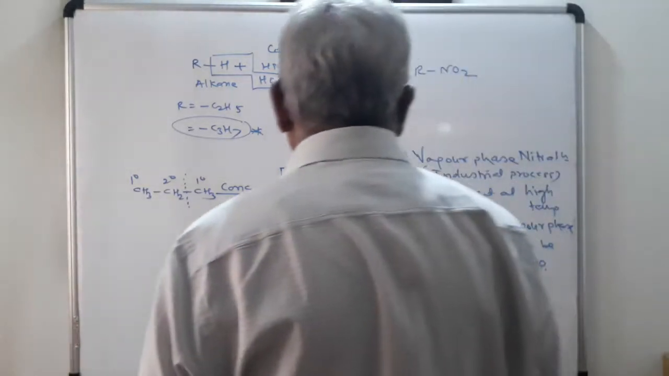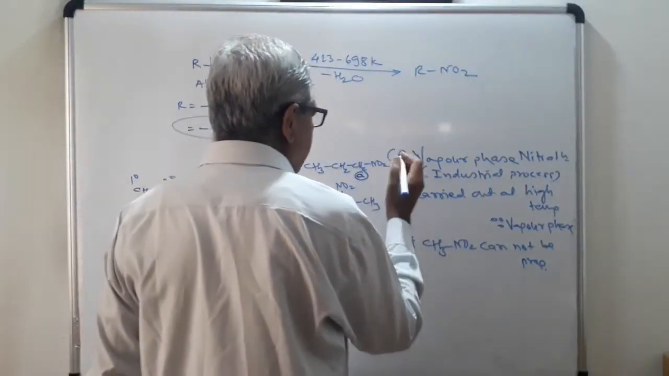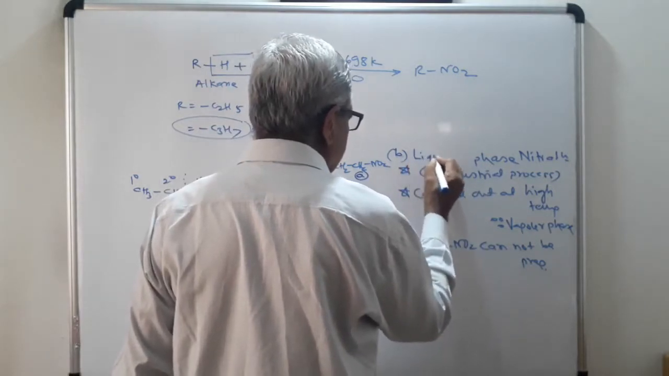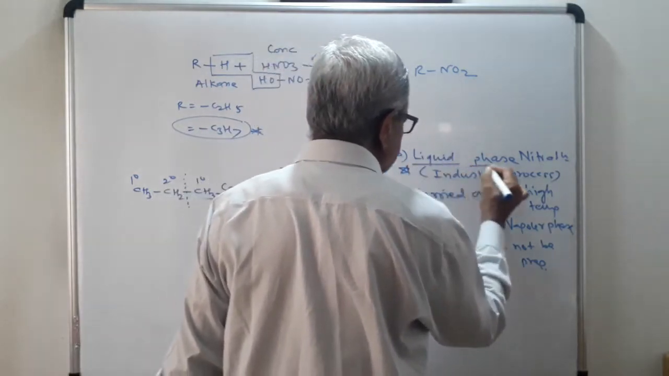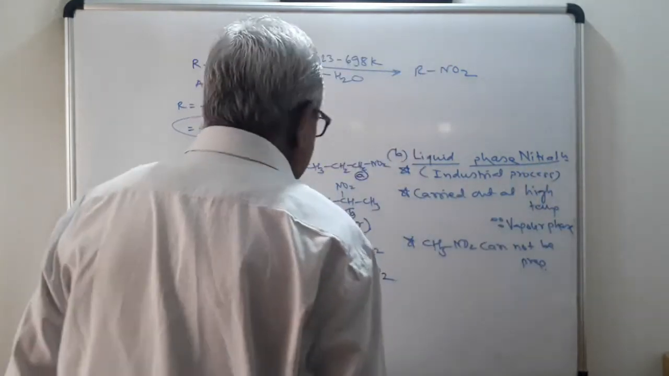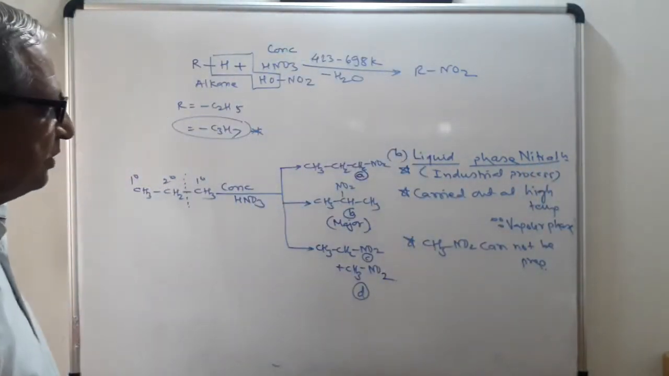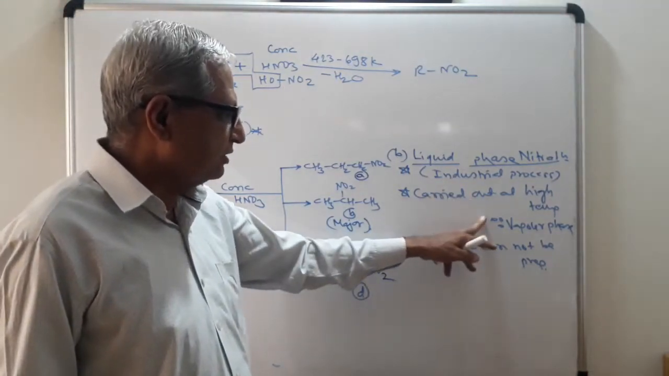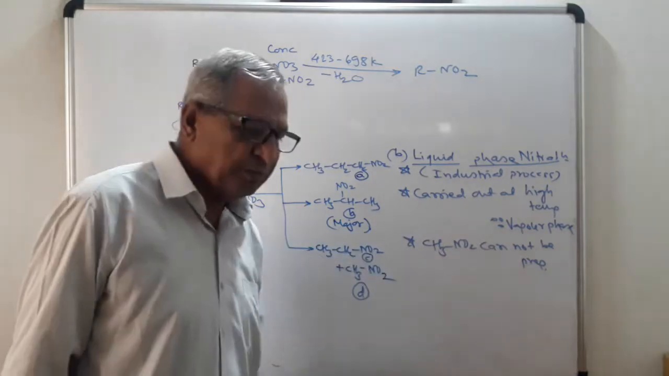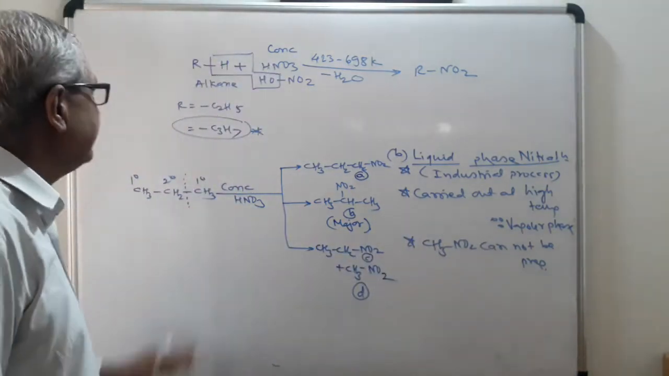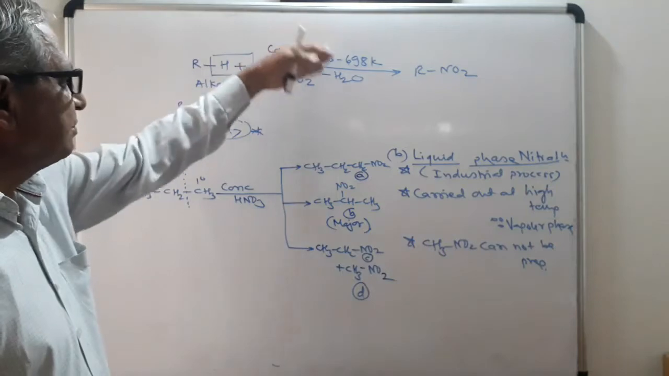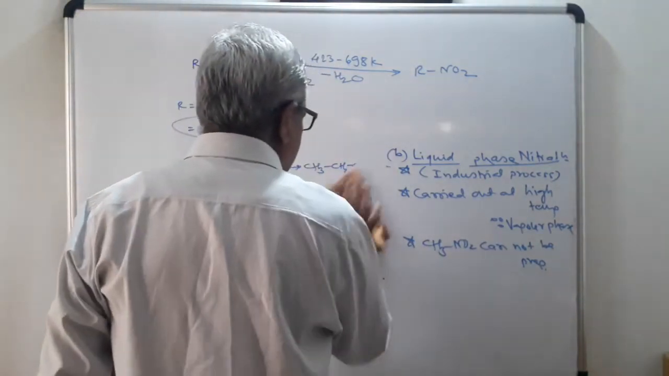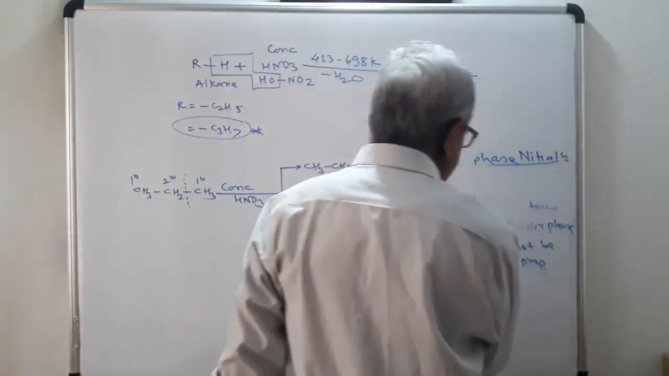Now we are going to learn here the B part, that is the liquid phase nitration. So give the title B part, liquid phase nitration. So take the brief revision on the vapor phase nitration. It is industrial process carried out at high temperature. Yet because it is a vapor phase, nitromethane cannot be prepared by this method because methane is highly reactive. Alkanes reaction take place at high temperature. This is the point here. So give the title liquid phase nitration.